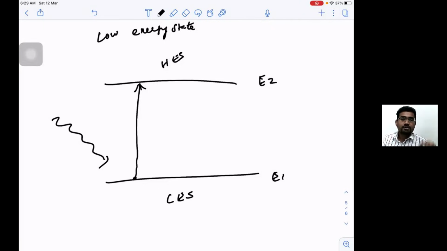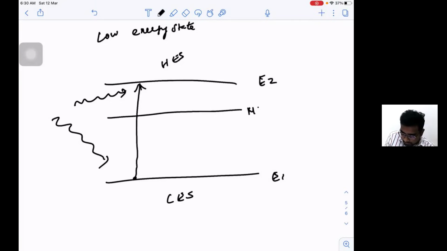And now you have to understand one thing. I'm going to give another incident photon in the higher energy state. So what happens now is the electrons, instead of coming down to the lower energy state directly, as in a spontaneous emission, go to another state called the metastable state. So what happens? This electron comes here and then it comes here.